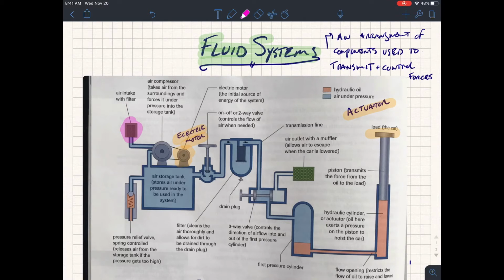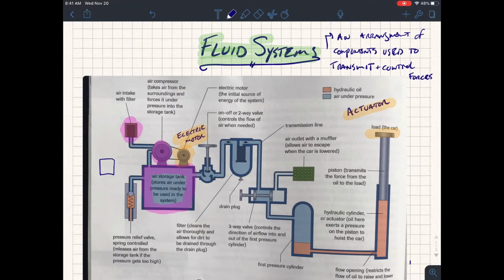We've got this air compressor here, which is going to compress the air so that it has a pressure in it. And that compressed air is stored in this tank. Containers that are under pressure are always indicated by this boxy symbol, and we'll take a look at the symbols in a little bit. That means there's compressed fluid of some kind in there.